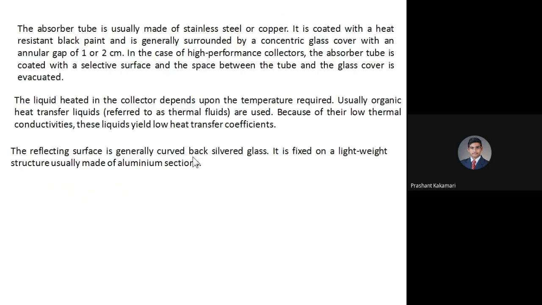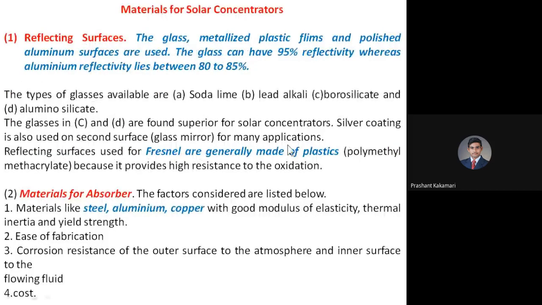In such conditions, you can go for plastic material like polymethyl methacrylate. Using these plastic materials, one can build Fresnel lenses at very low cost, and breakage of these Fresnel lenses is also very less with plastic materials. Also, it has high resistance to oxidation. So such types of plastics you have to choose, and you can use them for solar reflectors also.